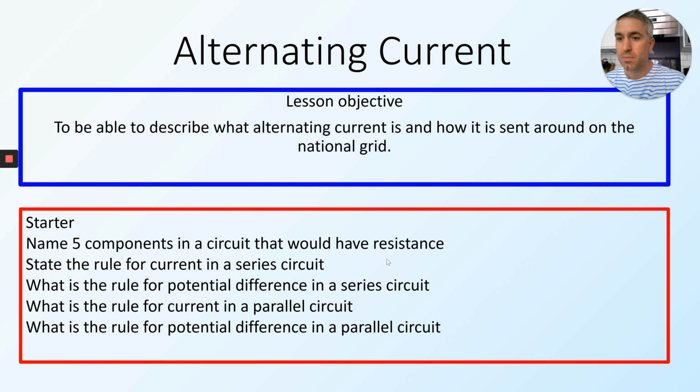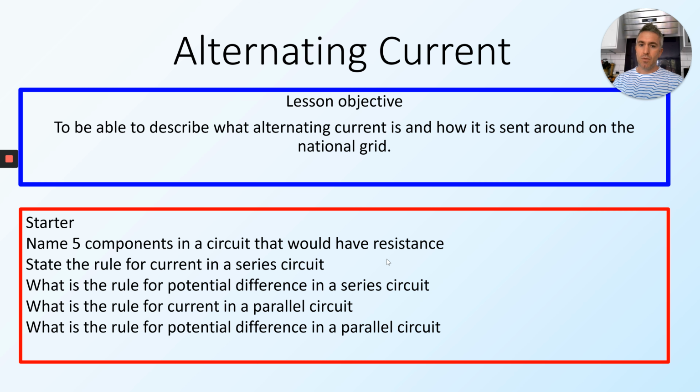Hi. So today we're looking at alternating current. This is basically the electricity that comes into your home through the mains, not like through the door. And we're going to describe what it is. By the end of the lesson, we'll describe what alternating current is and how it is sent around the national grid and why it's sent around the national grid. It's a lot of information today, not so many mathematical questions, if that helps.